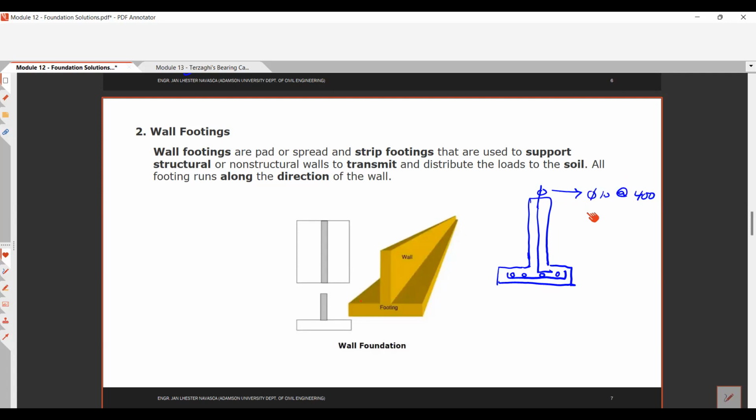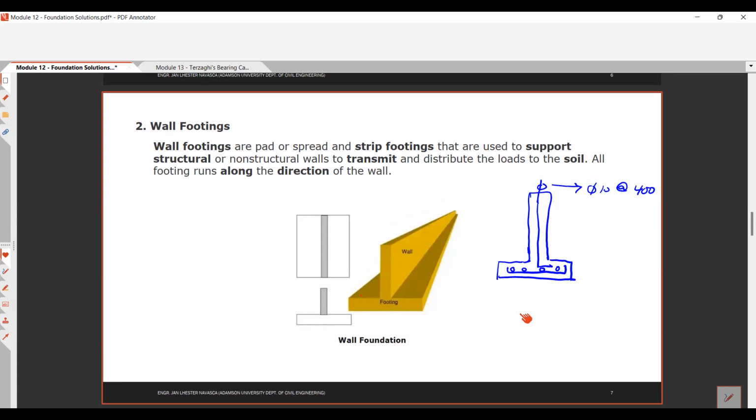Okay, so this is typical for 150 mm, 100 mm CHB. Basically, a wall footing, by the word itself, is a footing for walls or for a strip. It's like a retaining structure, continuous along the wall. All footing that runs along the direction of the wall is what we call the wall footing. So that is the wall footing.